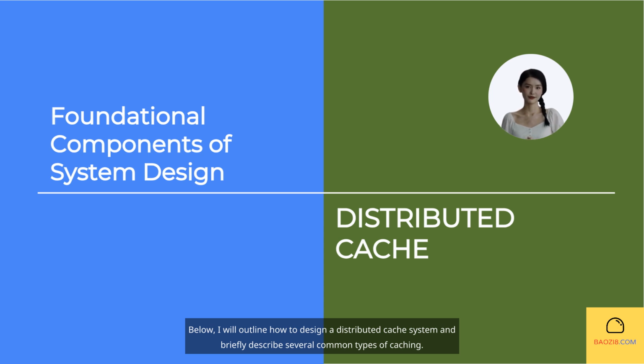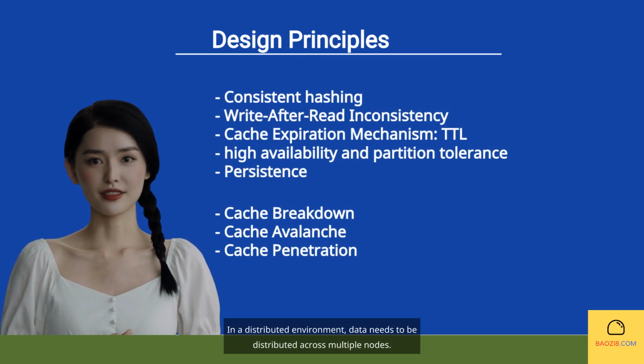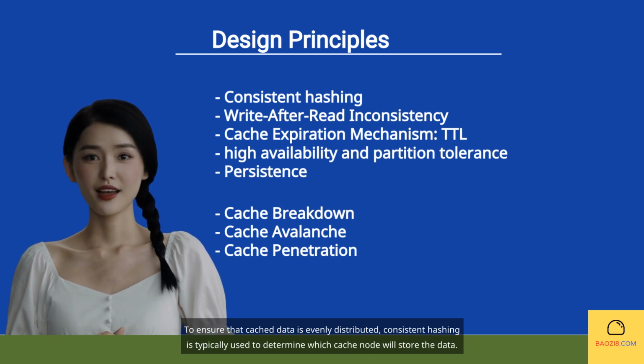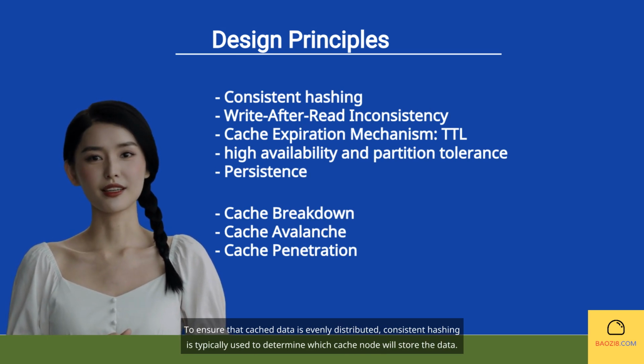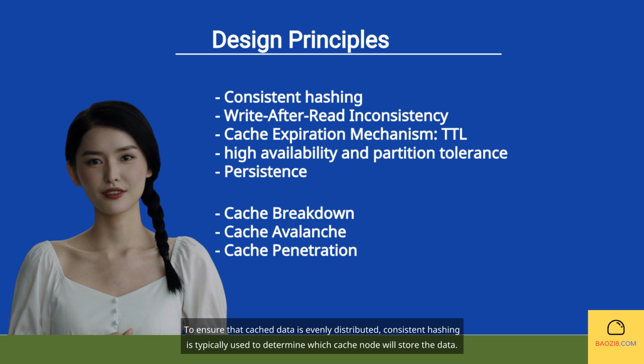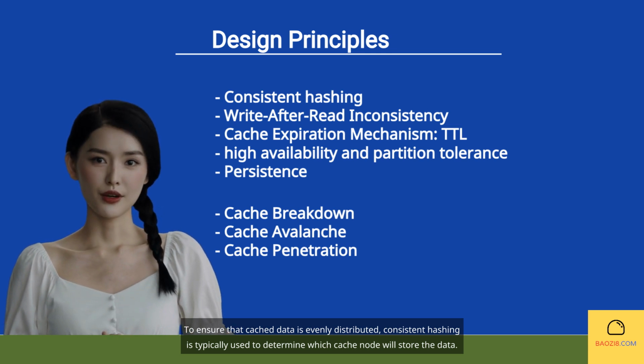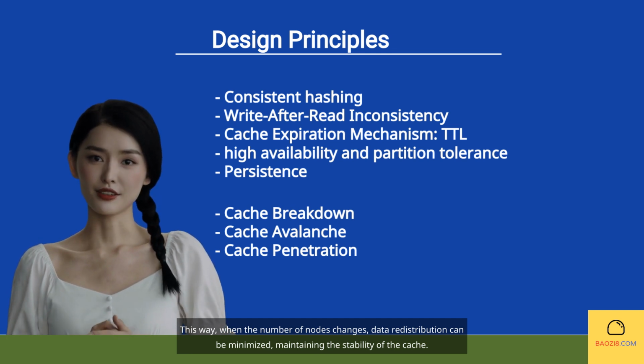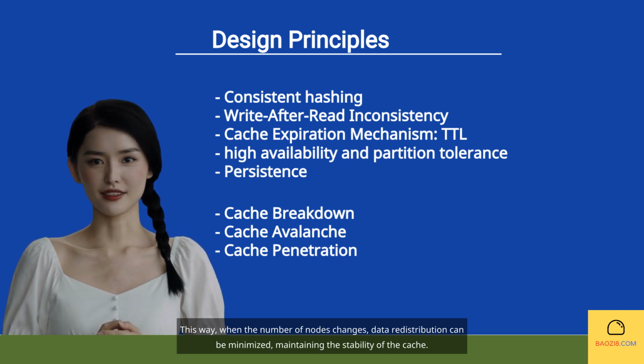In a distributed environment, data needs to be distributed across multiple nodes. To ensure that cache data is evenly distributed, consistent hashing is typically used to determine which cache node will store the data. This way, when the number of nodes changes, data redistribution can be minimized, maintaining the stability of the cache.